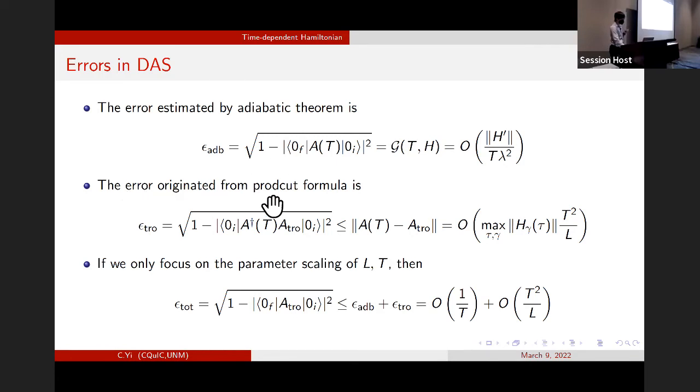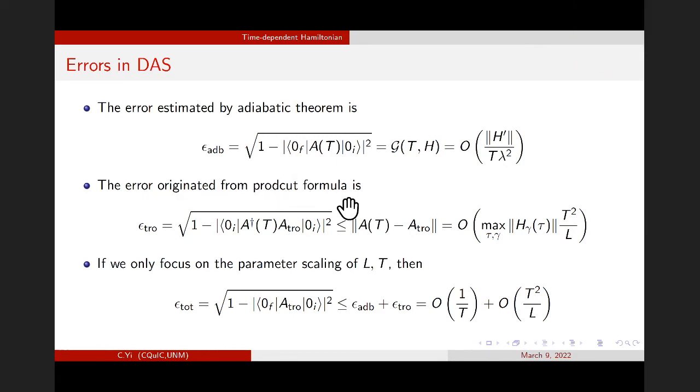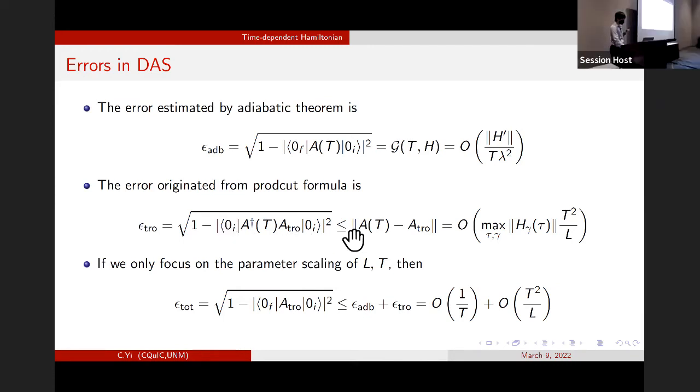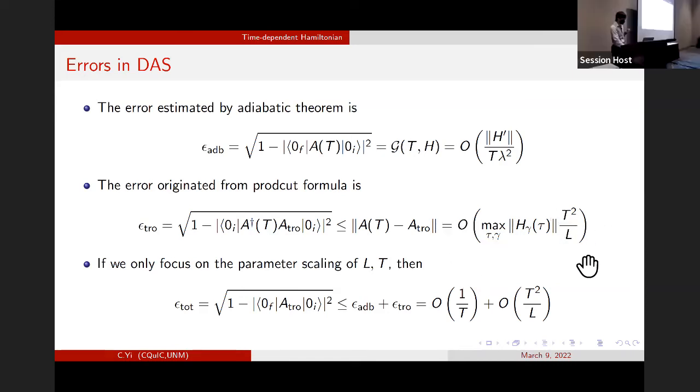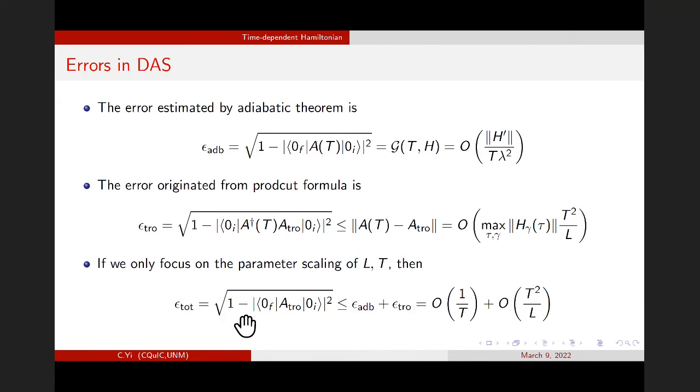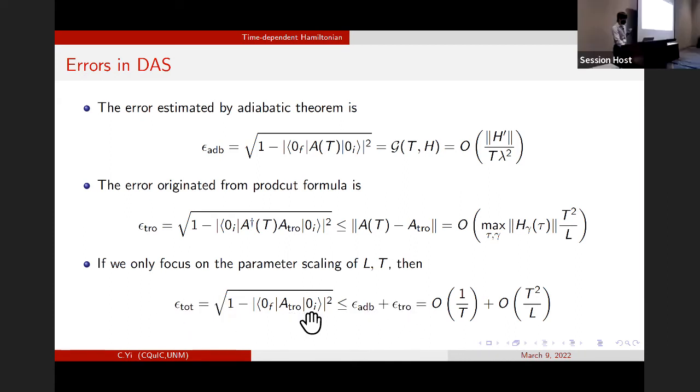And the second part of the error comes from the Trotter decomposition. It is the difference between the digital evolved state and the ideal evolved state. It's bounded by the norm distance between these two operators, which is approximately proportional to T squared over r. So it is natural to combine these two parts together as an estimation of the entire digital error, which is the difference between the state we generate and the state we want.